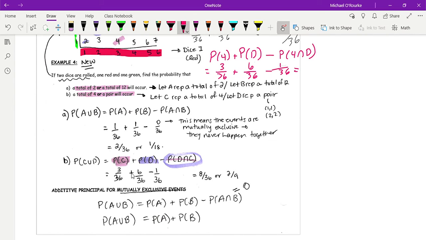Yeah. Okay. Now, since they're mutually exclusive, they're separate, right? They're not connected by any means. Like the very first question was a mutually exclusive question. We minus off 0. If you want to minus off 0, go ahead, but it's not necessary because they're not going to intersect. Okay.